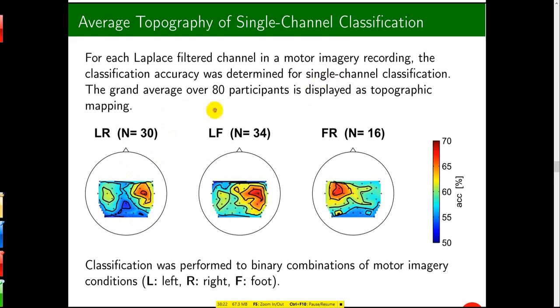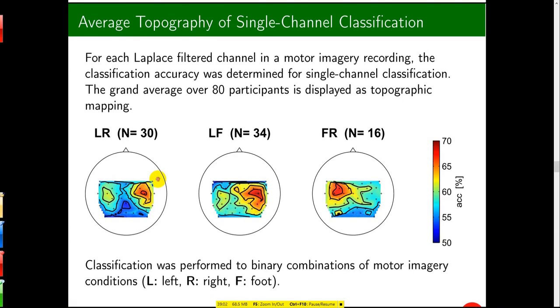Filter channel in a motor imagery recording. The classification accuracy was determined for single channel classification over 80 participants. In this experiment, the authors took each channel as one input to the classifier. If you have 30 channels, you run your classifier taking just one channel's data and estimate accuracy. For all 30 channels, you do 30 classifications. And then you plot the accuracy as a topo plot, and the color represents the accuracy.